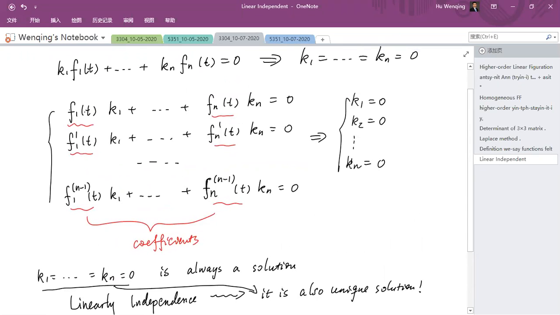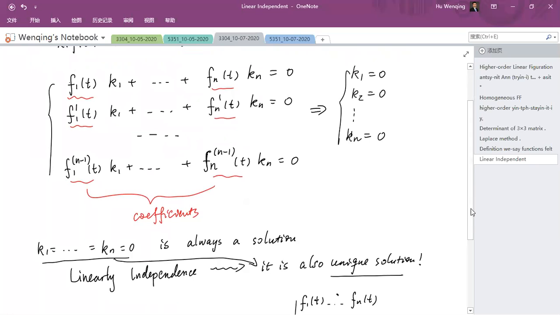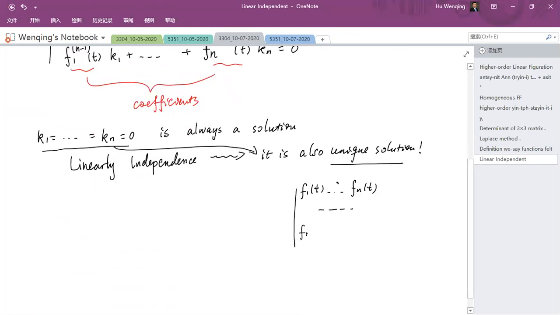When do we have, if you have a system of linear equations, when is it going to guarantee a unique solution? The unique solution is guaranteed if the coefficient matrix f1 of t through fn of t, right? So these are the coefficients because in this problem, these coefficients are now functions. So these coefficients, up to f1 (n minus 1) of t through fn (n minus 1) of t, have to form a determinant, and we must guarantee that this determinant is non-zero.